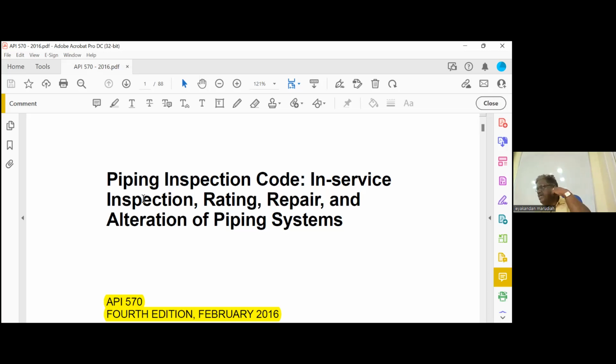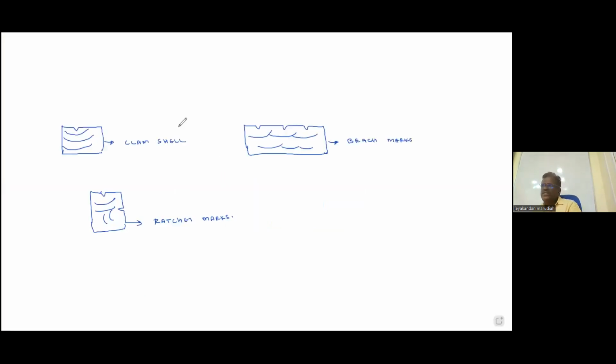Rating or re-rating. Rating means general terminology, or rating or derating. So, you know what our Barlow formula is? What is the Barlow formula? t = PD/2SE. Suppose a pipe is in service for many years, say 20-25 years. You are now measuring the thickness. The thickness becomes less than the minimum required thickness. So it has gone below the minimum required thickness. Then what options do I have?